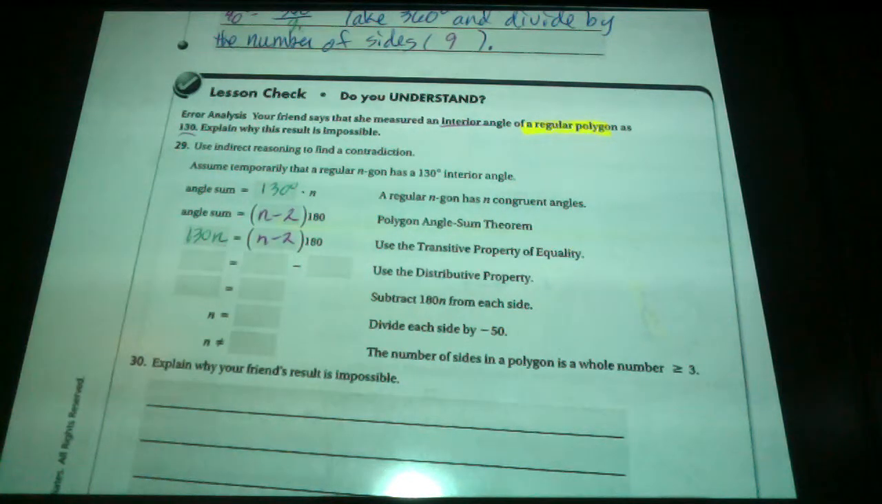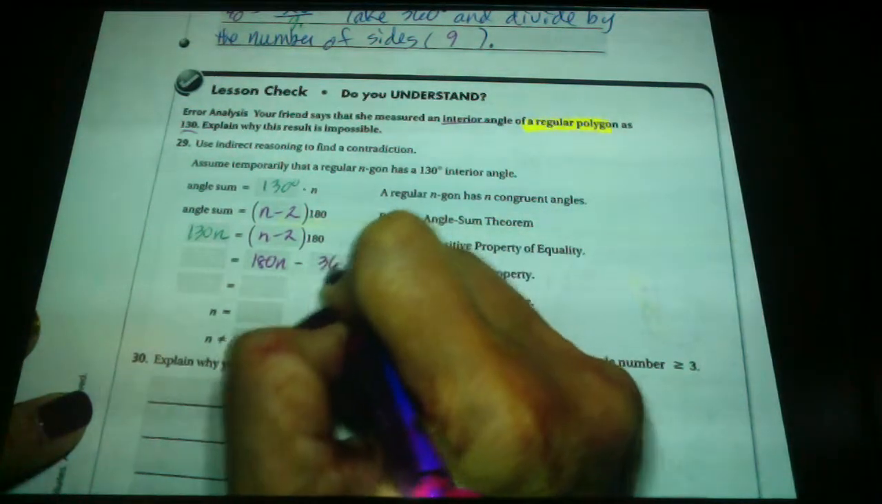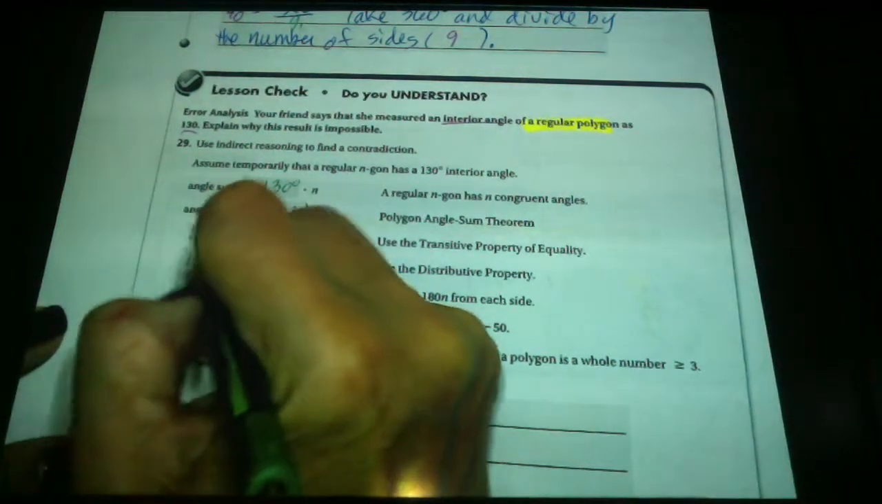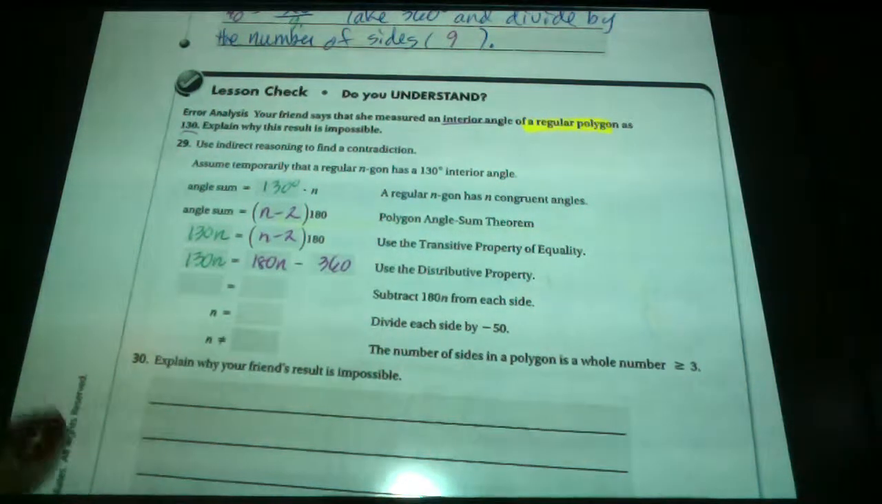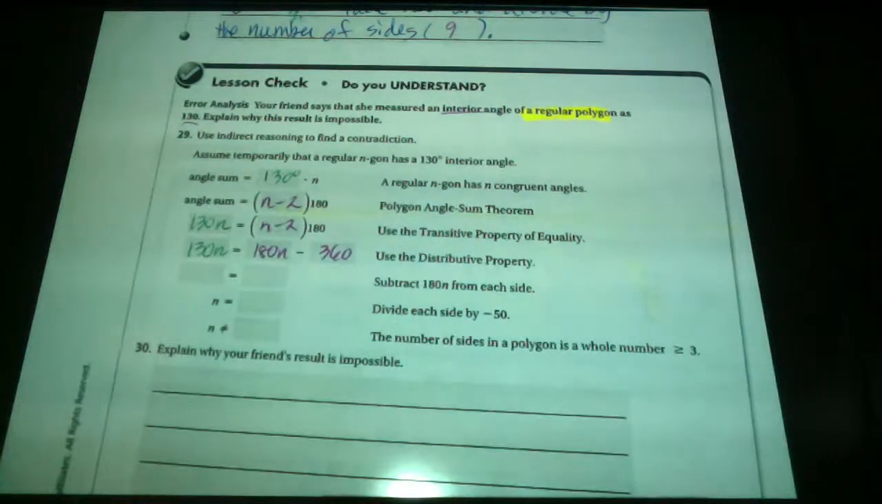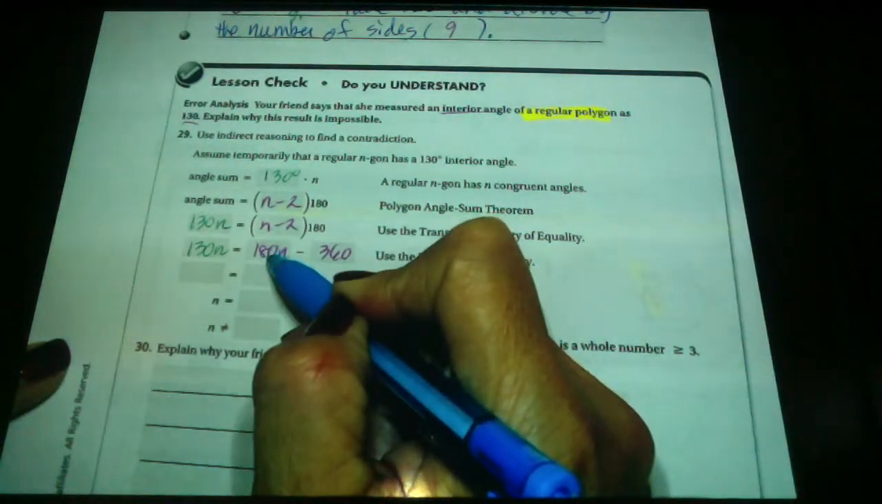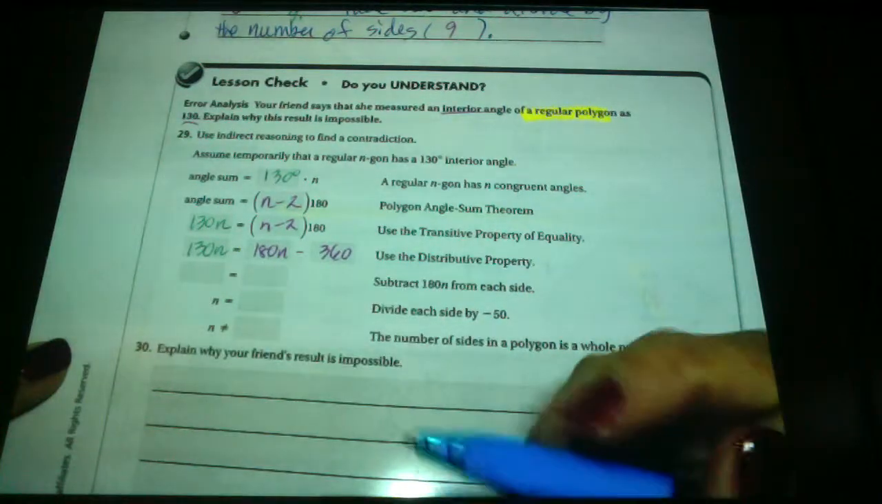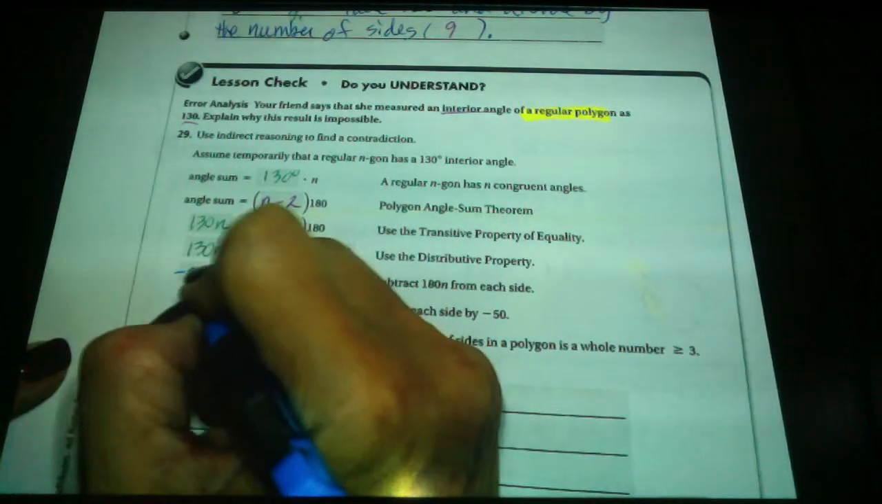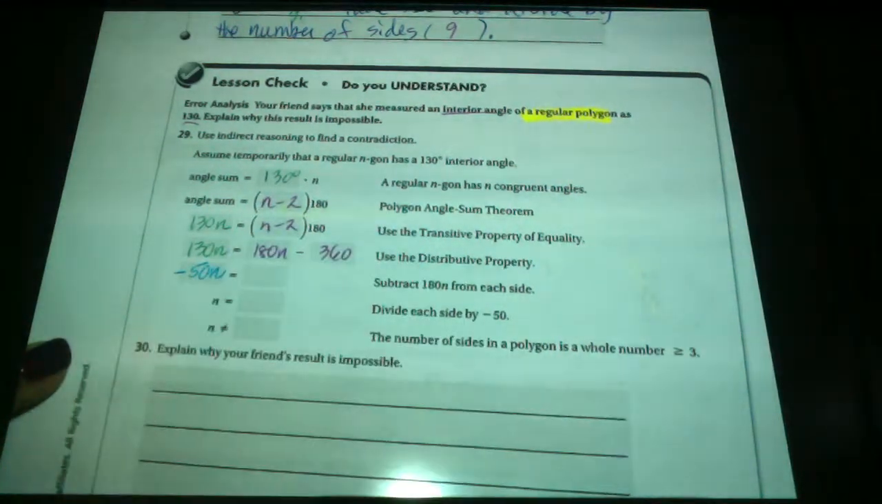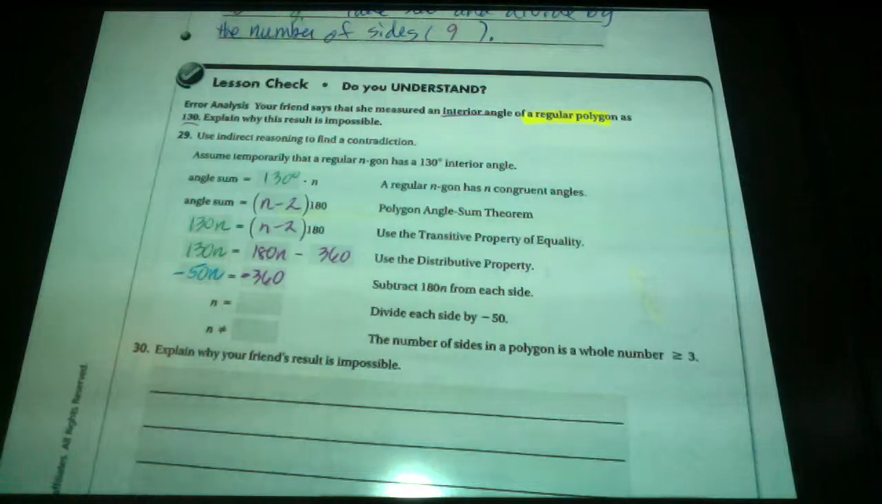So now they want you to use the distributive property here. 180 times n is 180n. 180 times a negative 2 is a negative 360. And that should still equal 130n. So now what do you do? They want you to subtract the 130n from both sides. If I subtract 130n from both sides, what do I get on the left? Well, 180 minus 130 is 50, so it's 50n. That should equal a negative 360, so we have a negative 50n.